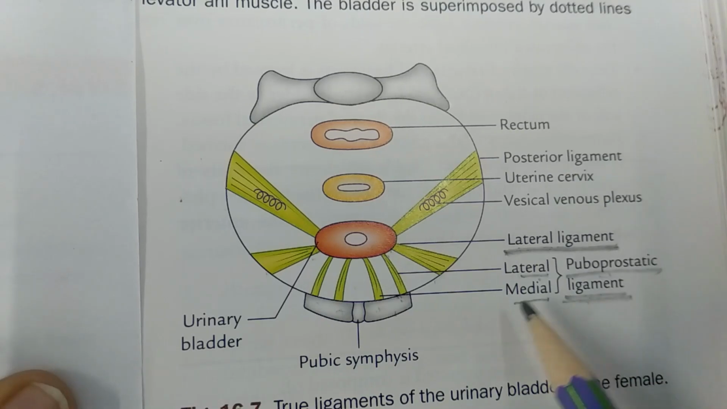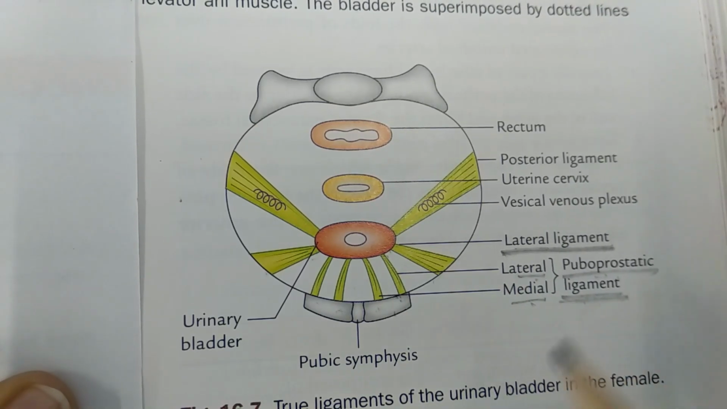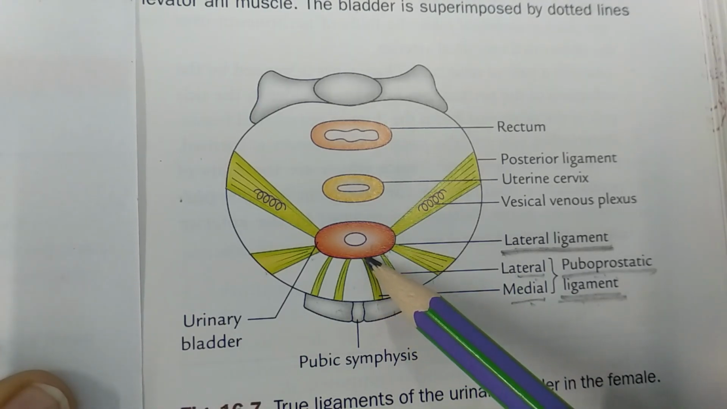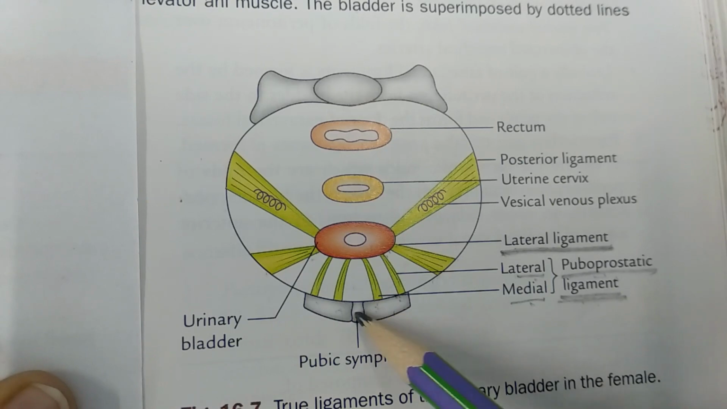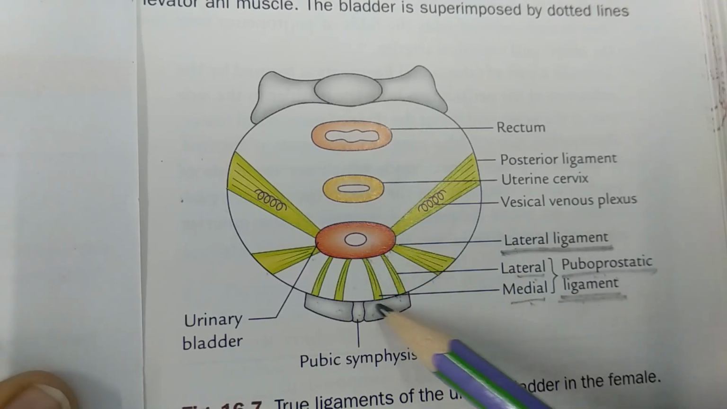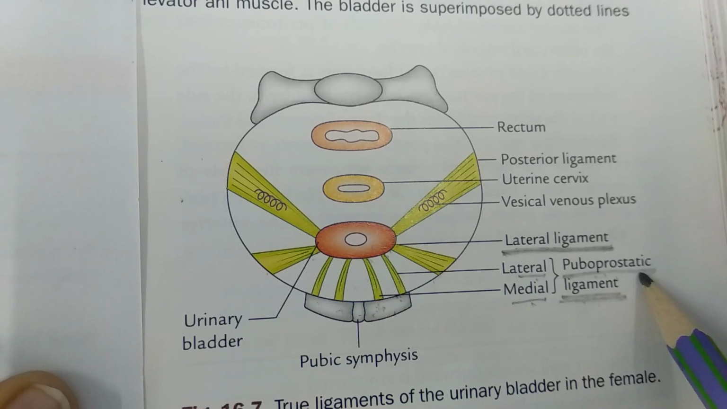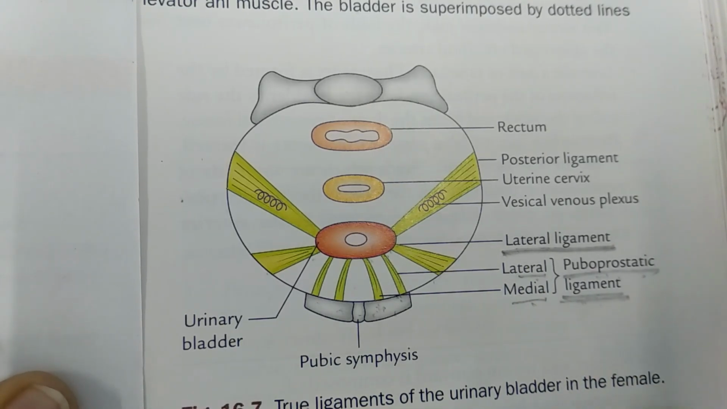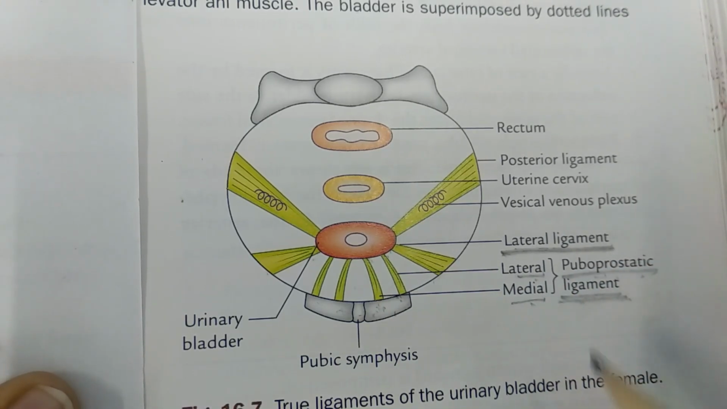The second is the medial puboprostatic ligament. Again, it extends downward and medially backward from the pubic bone near the pubic symphysis and blends with the prostatic sheath. In females, this puboprostatic ligament is termed the pubovesical ligament. In males, it is called the puboprostatic ligament, lateral and medial, and in females, the lateral and medial pubovesical ligament.